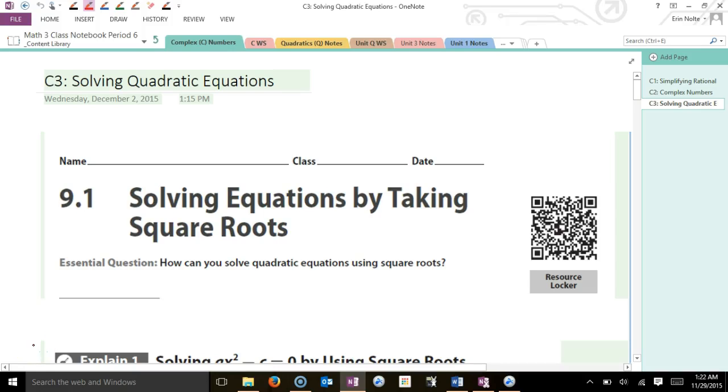C3 we are calling solving quadratic equations. Okay, so we are going to use what we've been learning with breaking down radicals in order to solve quadratic equations. So by the way, what is the quadratic equation? How does that go?